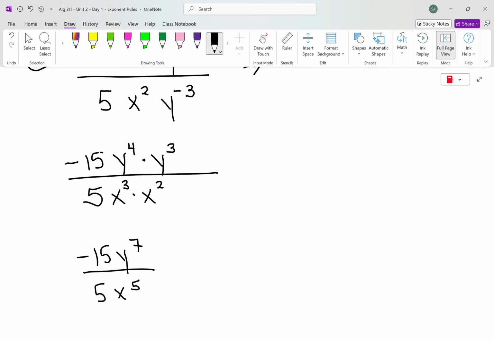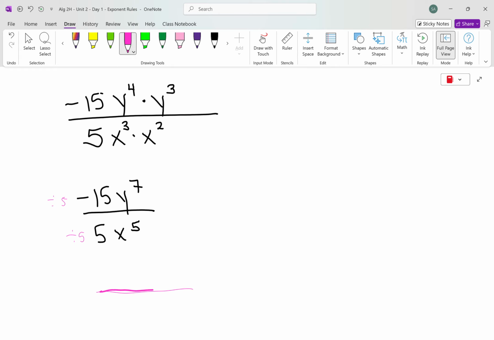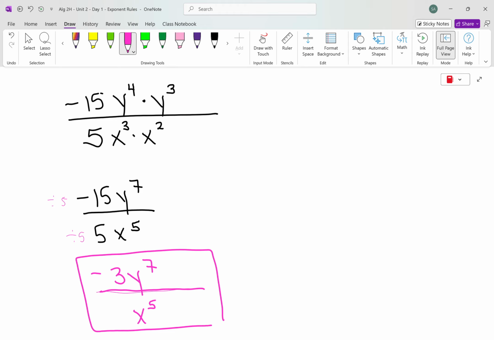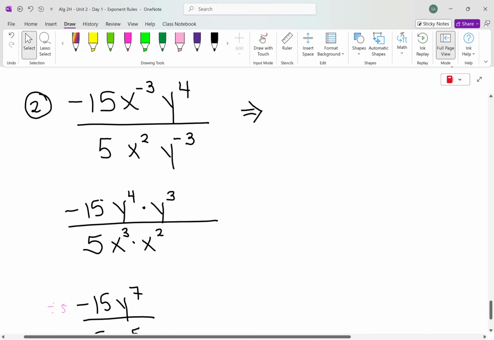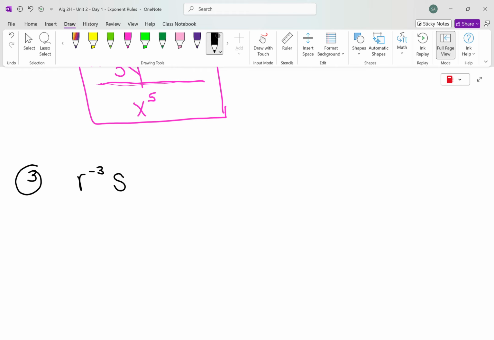Everyone good with what I did so far? Is there any more simplifying I can do? Yeah, I can divide top and bottom by 5. So negative 15 divided by 5 is a negative 3. 5 divided by 5 is just 1, so I don't need to put that. So we're at negative 3y to the 7th divided by x to the 5th.